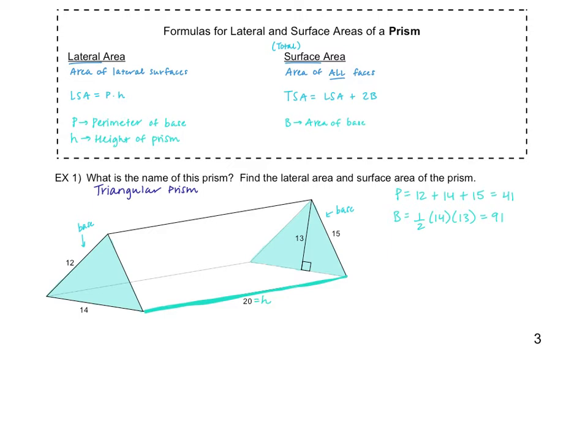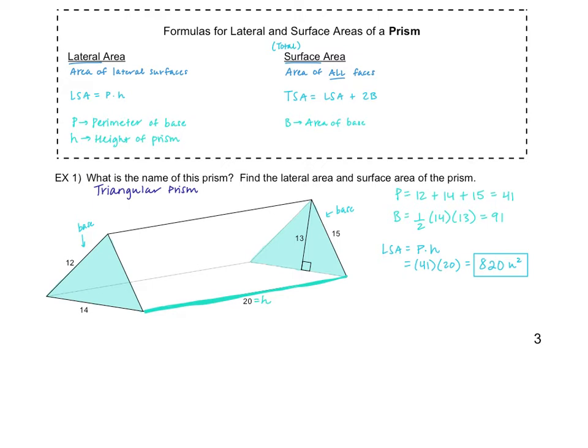It doesn't matter either way, but I'm going to go ahead and find the lateral area. So I'm going to write down my formula of lateral surface area equals my perimeter times my height. And then I'm going to plug in my two pieces of information that I have, my 41 and my 20. So I'm going to have 41 times 20. 820.